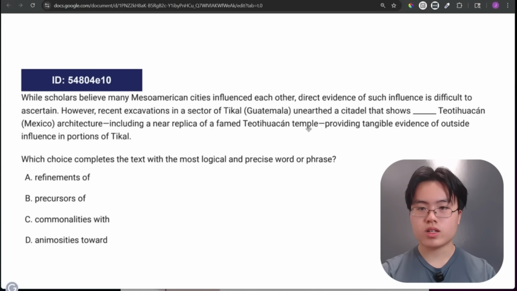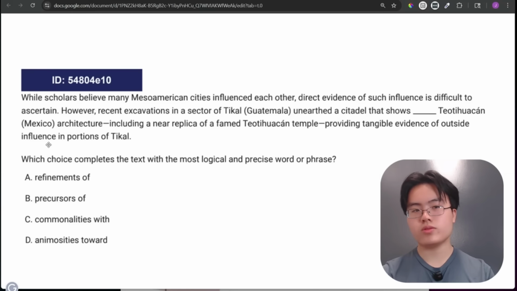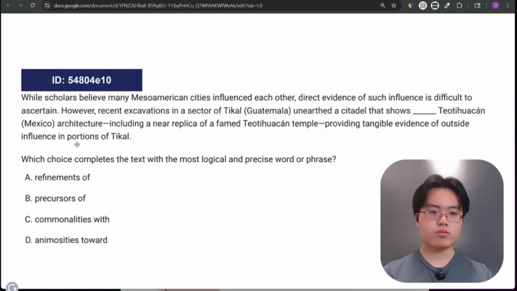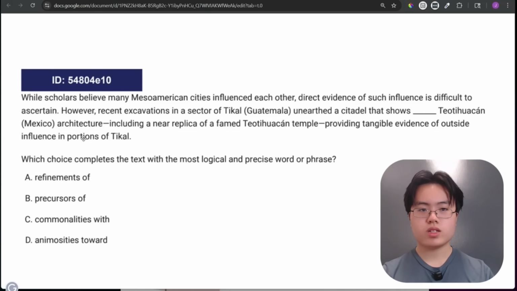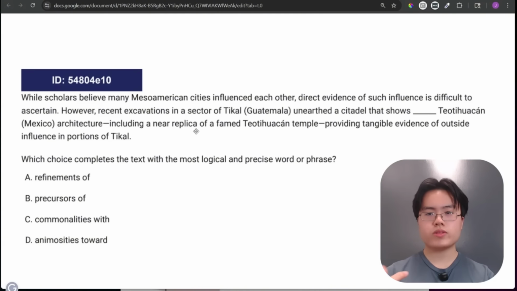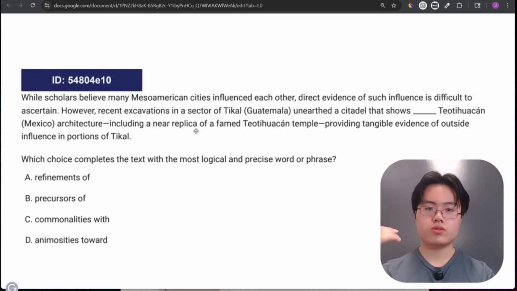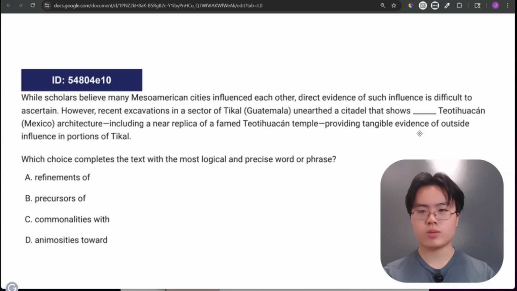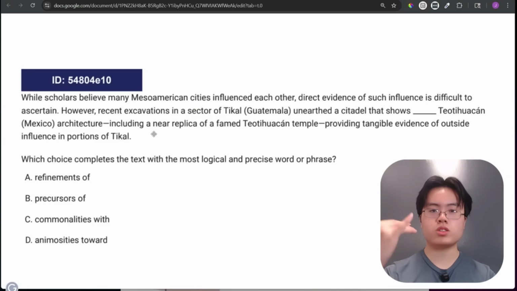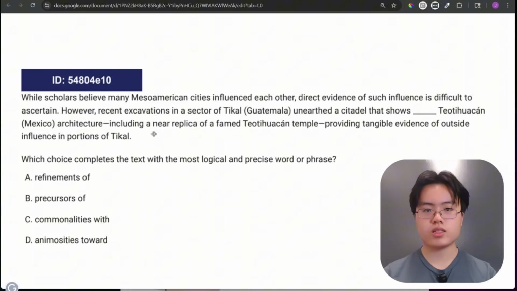Okay, providing tangible evidence of outside influence. So something that provides evidence of influence. Okay, and then the new replica is an example of that. So I'm not sure if it's actually influence itself, but something that would show evidence of influence. So now I'm thinking something to do with copycats. I know it's probably not going to be the answer directly, but that shows copycats of this architecture. That's just the first thing that came to my mind. But I'm looking for something to do with copycats, so a synonym of copycats of.